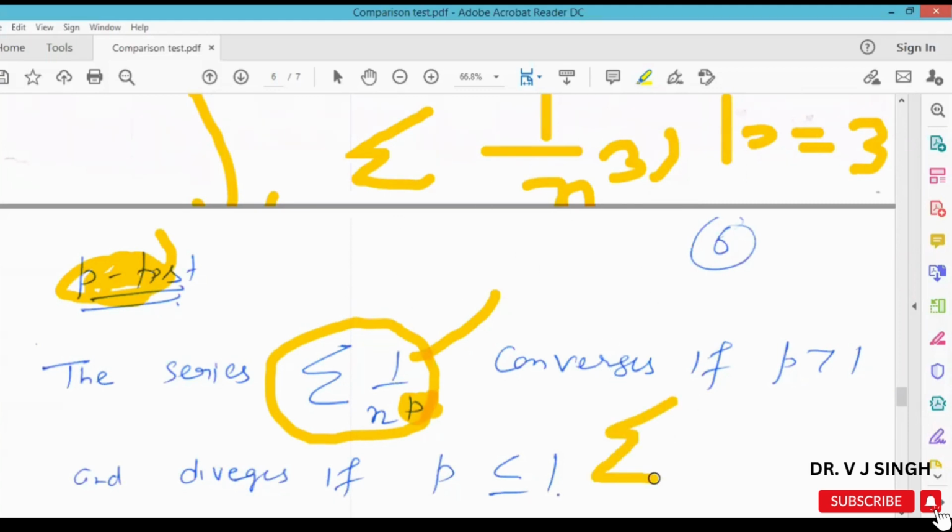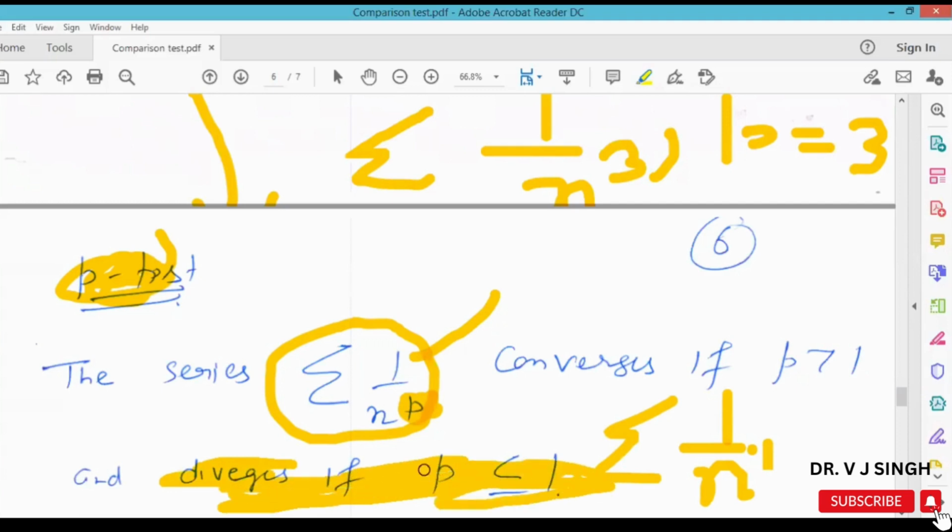Now for the question 1 by 1 by n, what is p? In this case p equals 1. For p equal to 1, that is divergent. ठीक है, that is divergent.